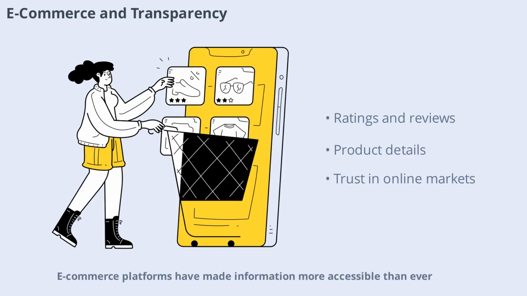E-commerce platforms have made information more accessible than ever. Sellers and buyers can rate each other, and product details are widely available. This transparency helps reduce information asymmetry, making online markets more trustworthy and efficient than many traditional markets.